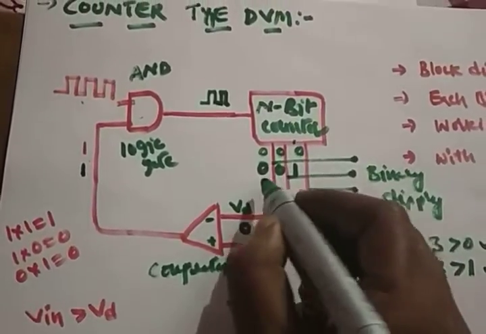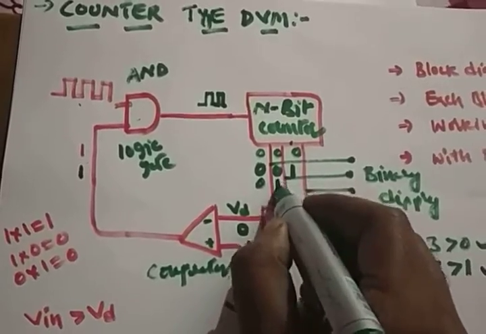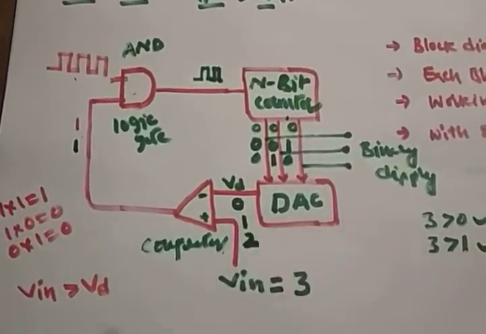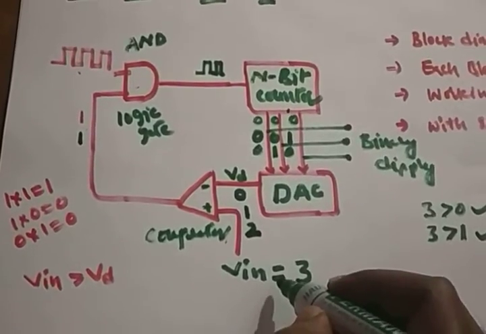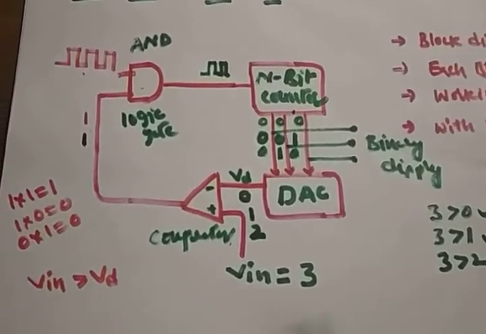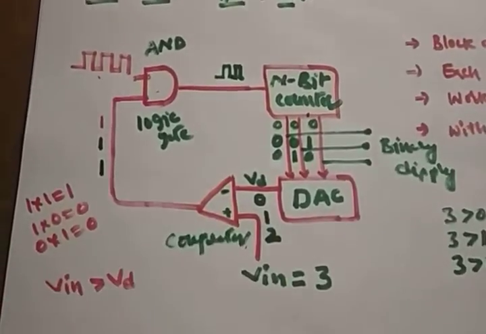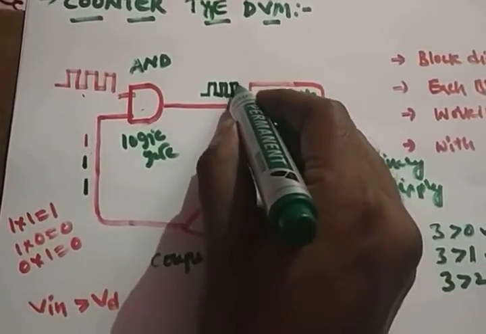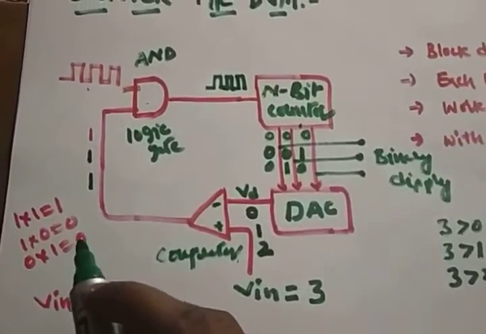So 0, 1, 0. So what is the value of the digital to analog converter? It is a 2. So again compare whatever the input, 3 greater than 2. Yes, is it right? Again it will set the signal. Both inputs are high and it will perform the operation. Again it will generate the clock pulse. So how many clock pulses? 3 clock pulses.